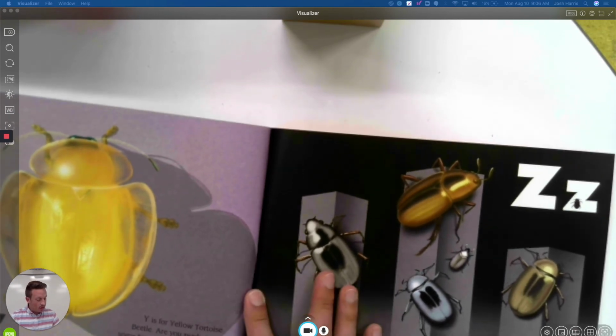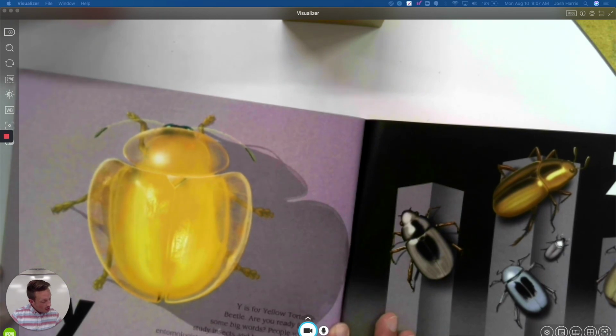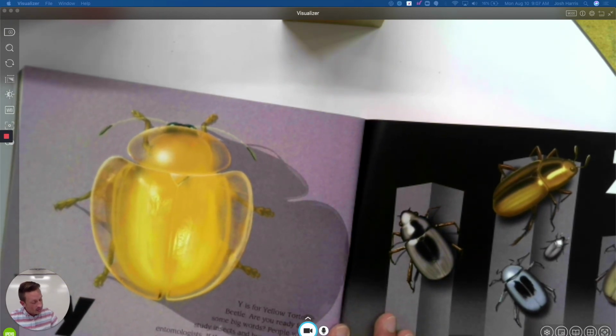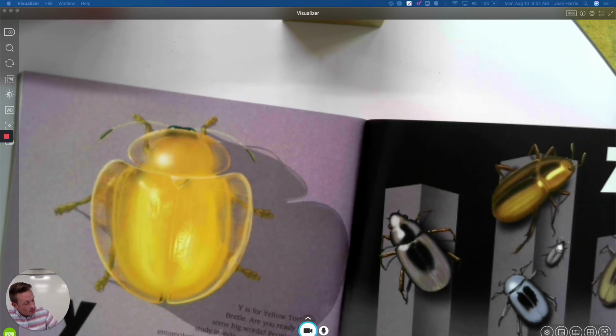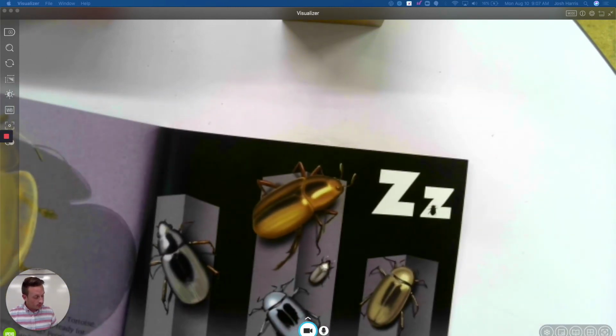Y is for yellow tortoise beetle. Are you ready for some big words? People who study insects and bugs are called entomologists. Those who specialize in beetles are called coleopterists. Maybe you'll be a coleopterist when you grow up.